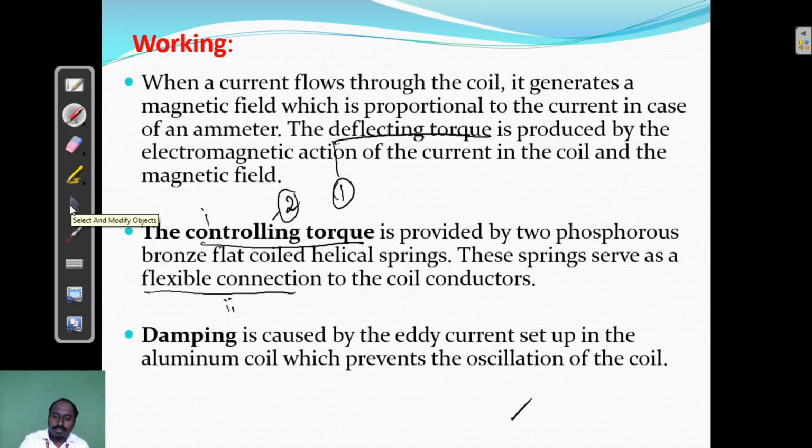So the eddy current direction and the direction of the current from the source are opposite to each other. Since they are in opposite directions, there is an opposition torque, which causes the damping of the motion of the conductor. So now the oscillation of the coil can be prevented by using an eddy current setup. This is provided by the aluminum former.